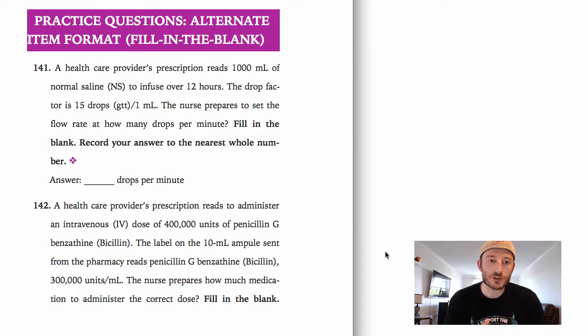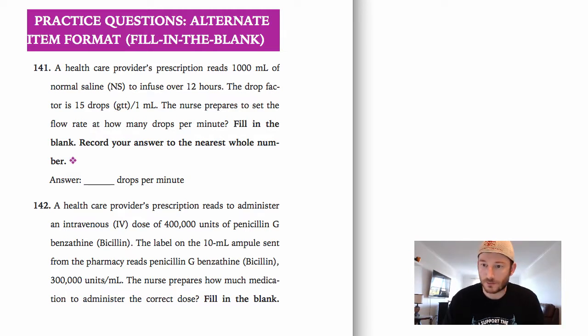All right, so we're going to do question 141 here. This is on page 193 and it goes like this. A healthcare provider's prescription reads 1,000 ml of normal saline to infuse over 12 hours. The drop factor is 15 drops per 1 ml. The nurse prepares to set the flow rate at how many drops per minute, fill in the blank, and round to the nearest whole number.